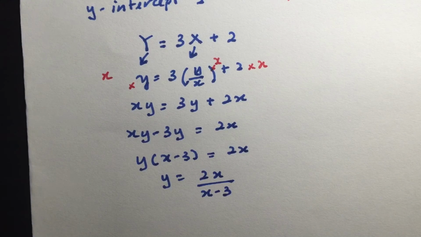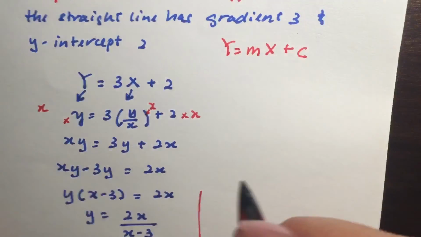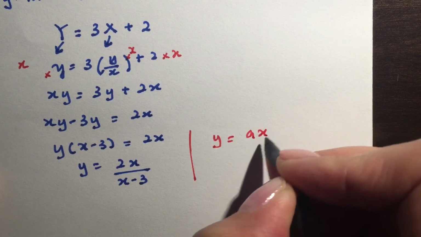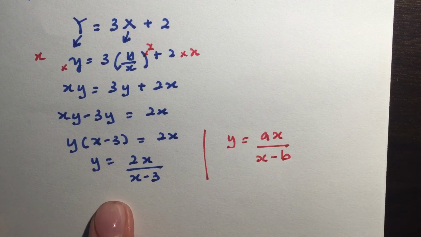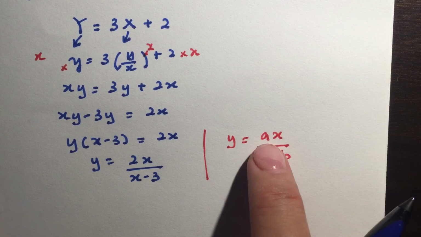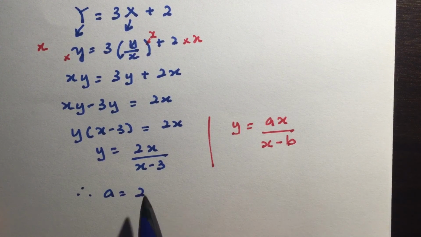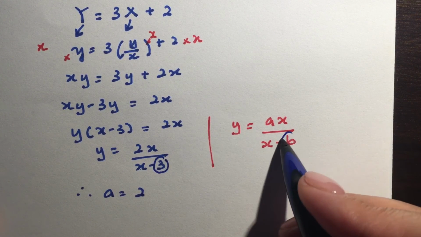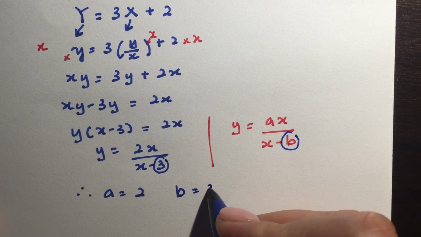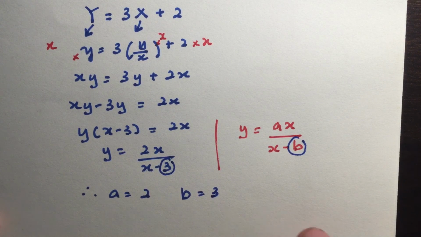Now, what do you notice at this juncture? Okay, let's compare with the general form that they have given us here. y equals ax over x minus b. Alright, so this was what we started off with. So when you do it this way, straight away you can see that 2 is your a value. Alright, and x minus 3, x minus b. So this 3 is your b value. And there you have it. Find the unknown. So a is 2, b is 3.